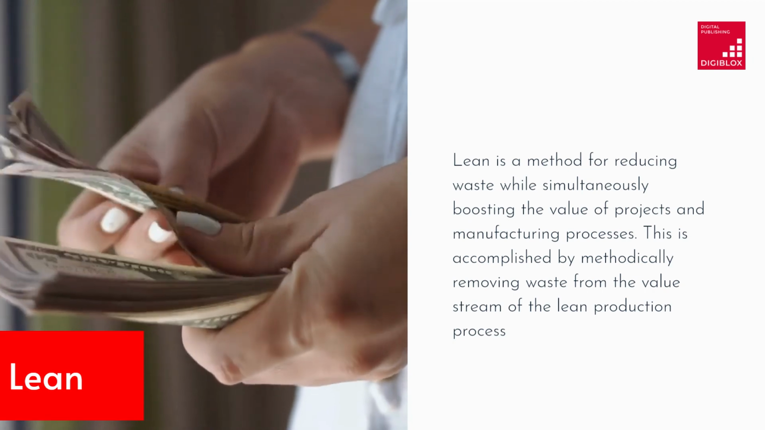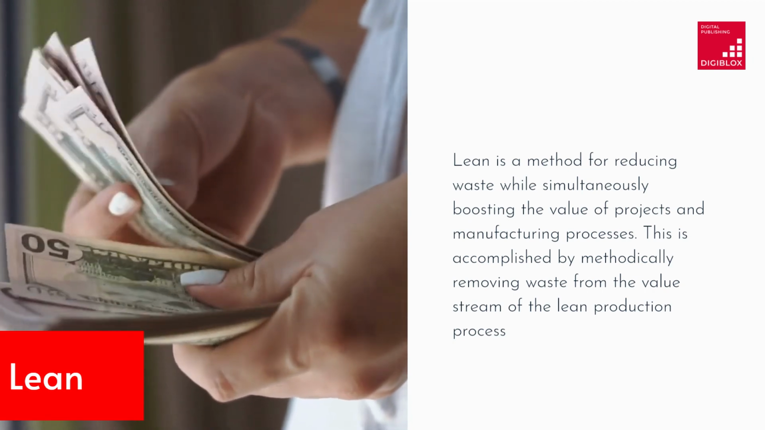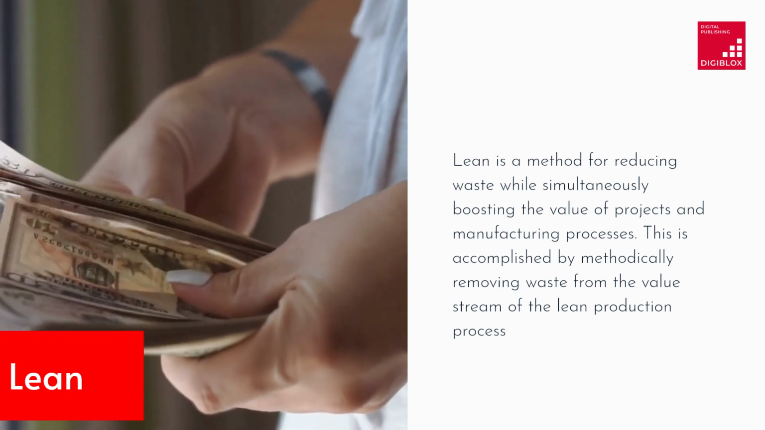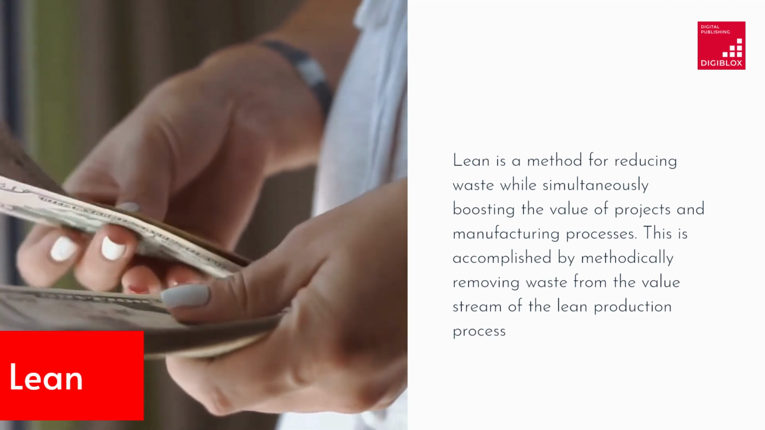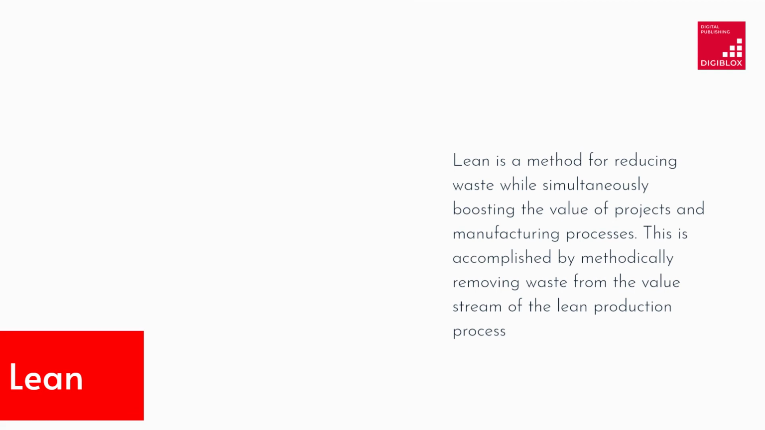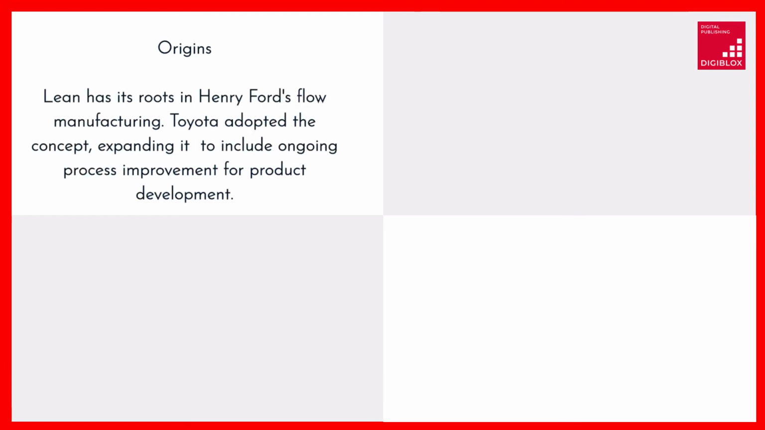Number 5. Lean techniques. Lean project management is exactly what its name implies, a method for reducing waste, while simultaneously boosting the value of projects and manufacturing processes. This is accomplished by methodically removing waste from the value stream of the lean production process. Continuous improvement is essential to the success of lean project management.